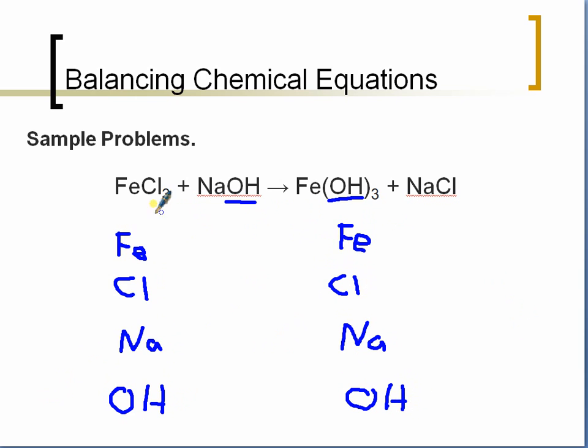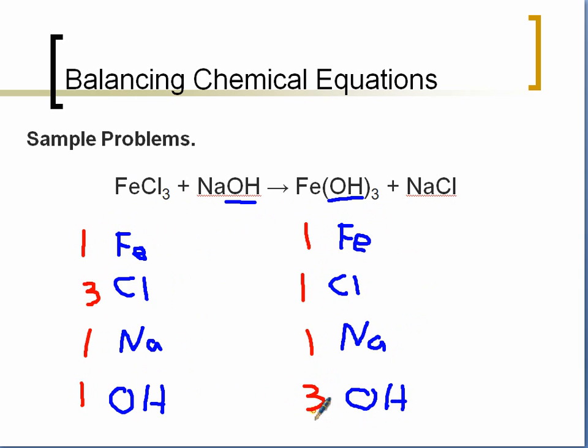Okay. On the left side, I'll just change color because the blue is getting boring. On the left side, I have one iron, 3 chlorines, 1 sodium, and I have 1 hydroxide. On the right side, I have 1 iron, 1 chlorine, 1 sodium, but then this 3 distributes to each hydroxide, so I have 3 hydroxides.